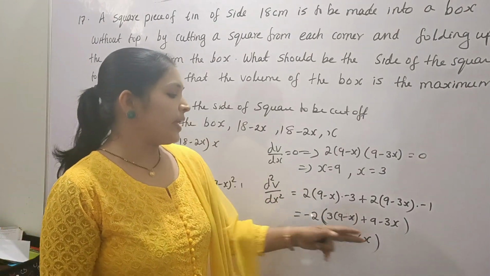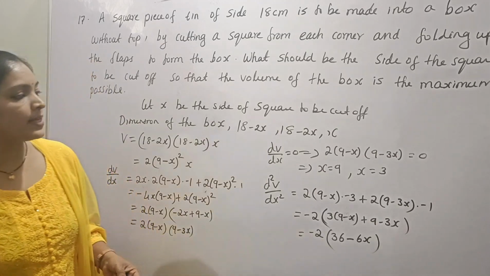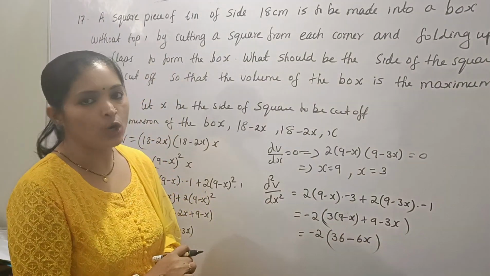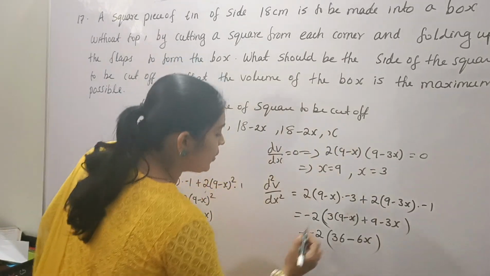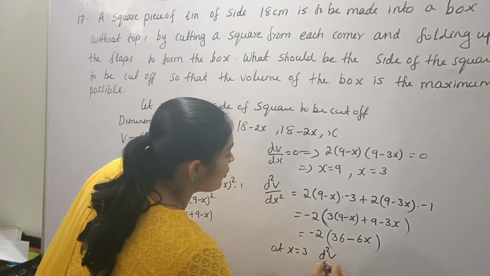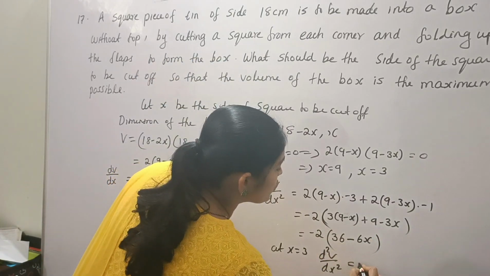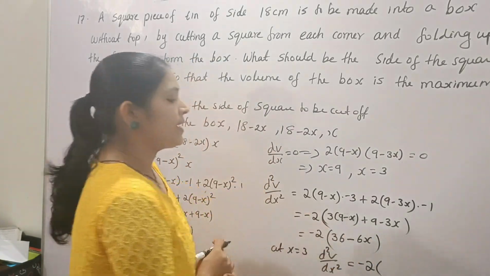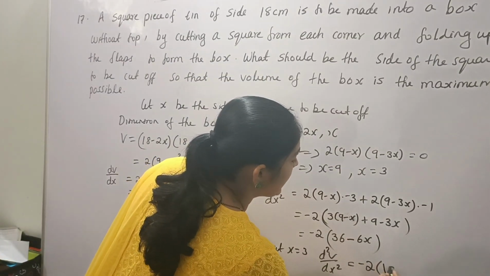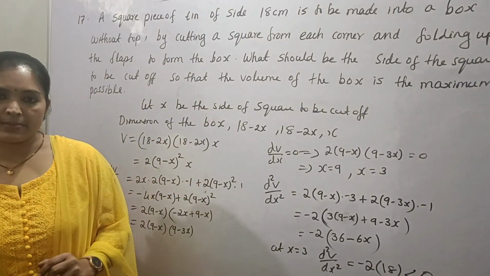See, if we substitute any values of x, this will be less than 0, right? Okay, let's substitute x is equal to 3. If we substitute x is equal to 9, it will be 0. Okay, that is not possible. So at x is equal to 3, what is d square v by dx square? See, substitute x is equal to 3. So minus 2 into (36 minus 18), right? 36 minus 18, that is 18. So it is less than 0. Okay, we have got it is maximum, right?